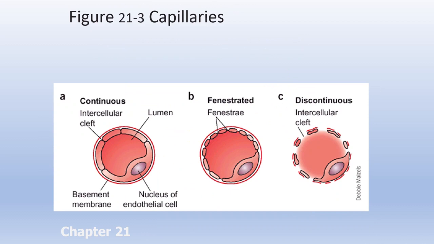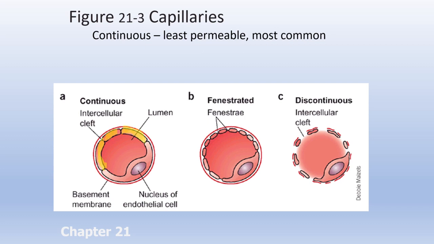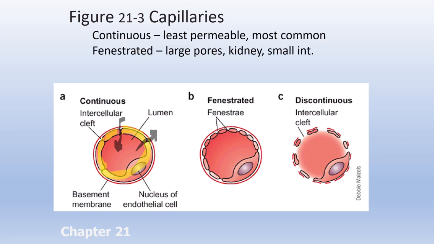There are 3 types of capillaries. They can be called different things depending on the book that you're reading from. All books agree on the fact that these are continuous capillaries here, and they're the most common. They're also the least permeable. Look at the cells in here, the squamous cells. They're all right up against each other. There are only very, very small pathways between them to get into and out of the capillary. So these are continuous, the least permeable, the most common.